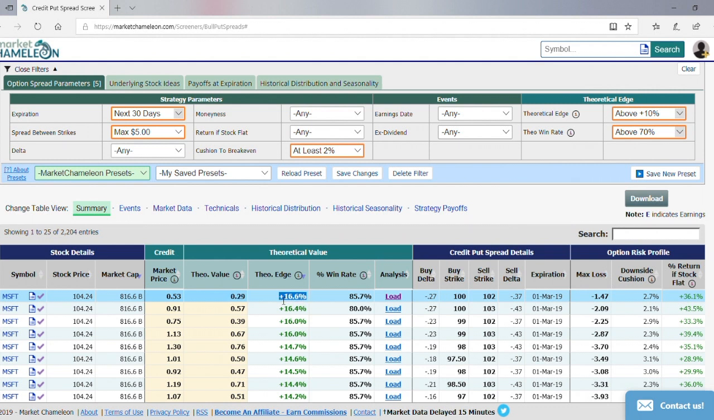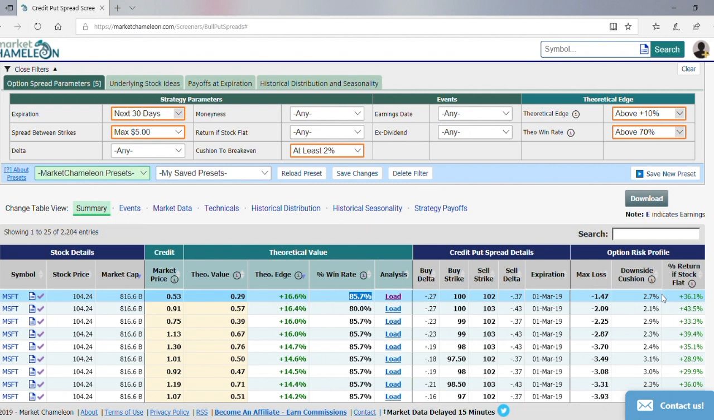So then you see your theoretical edge, and this percent win is saying that historically, if you did a similar spread with a stock the same distance away from the strikes with 20 trading days to go and at this price, then historically you would have been profitable 85.7% of the time. So that's what this theoretical edge is.